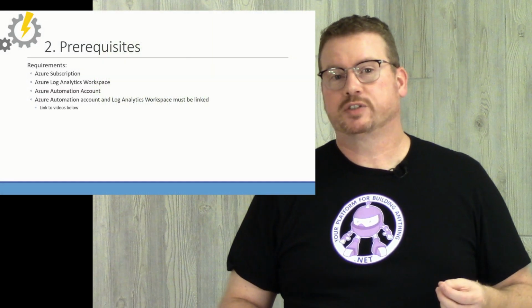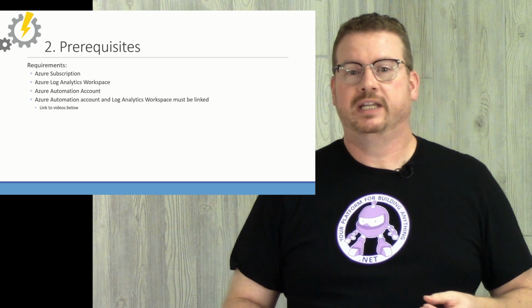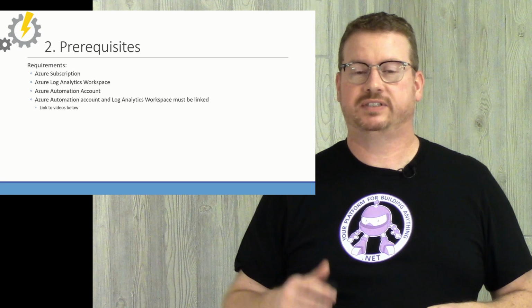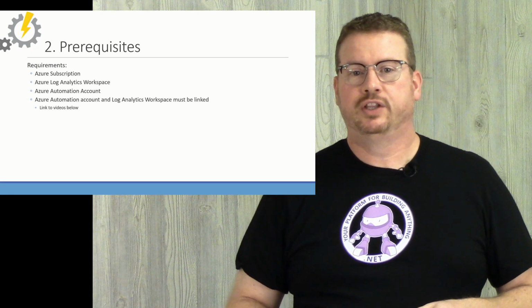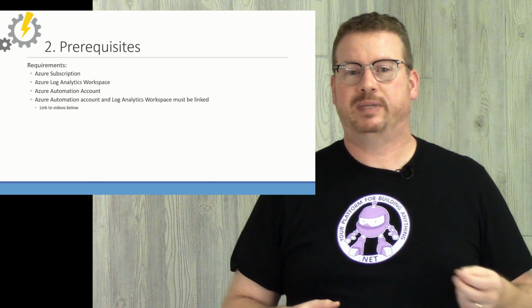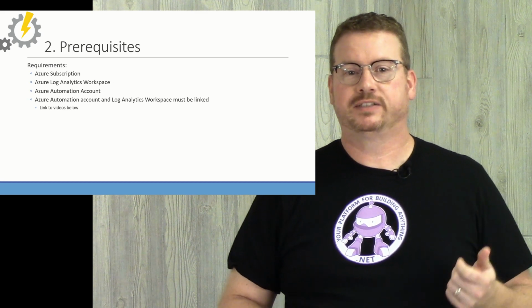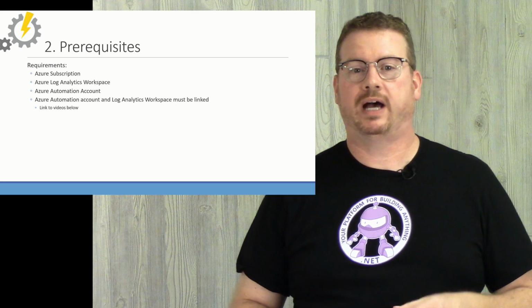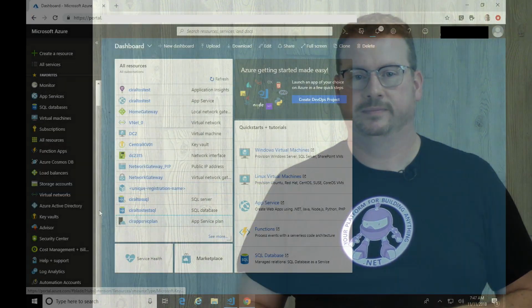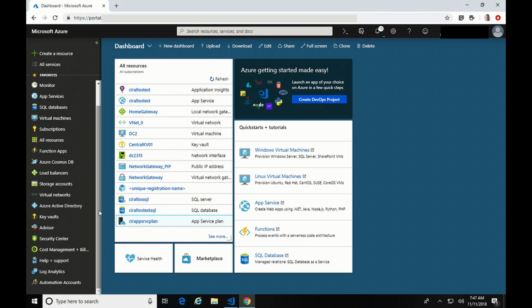Here's what you need to get started: an Azure subscription, of course, a Log Analytics workspace, and an Azure Automation account. I have videos on how to set those up on my channel, so if you need to do that first, stop and go take a look. The workspace and automation account need to be linked. I've got a video on how to do that, but it's a little dated. So let's kick off things by going over a quick demo on how to link Azure Automation and a Log Analytics workspace.